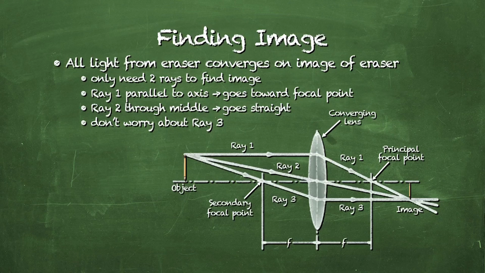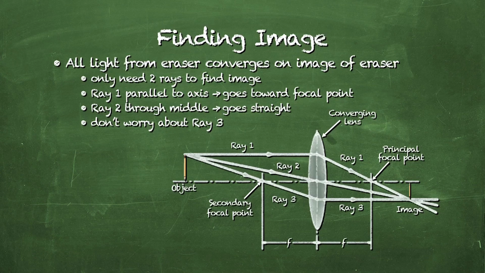Now, we have to assume that there's some light source shining on the pencil, so that when the light shines on the eraser, we have diffuse reflection, and the light from the eraser goes out in all different directions, as represented by ray 1, ray 2, and ray 3. We can use these rays to find where the image is formed. We really only need ray 1 and ray 2.